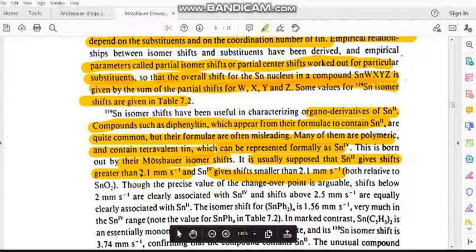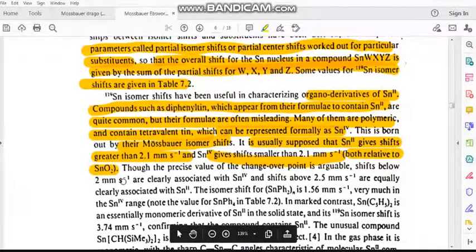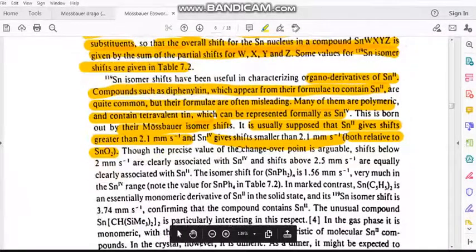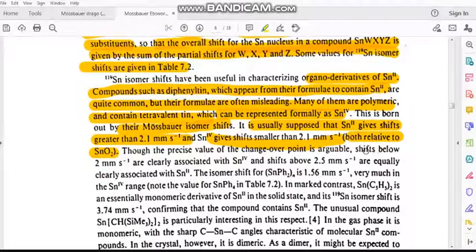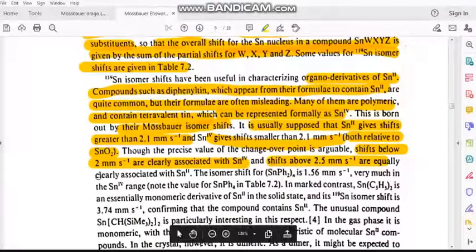So if it is tin 2+, the isomer shift value should be greater than 2.1 mm per second, whereas if it is tin 4+, the value should be less than 2.1 mm per second. Again, this value is related to tin dioxide. So shifts below 2 mm per second are clearly associated with tin 4, and shifts above 2.5 mm per second are equally associated with tin 2.